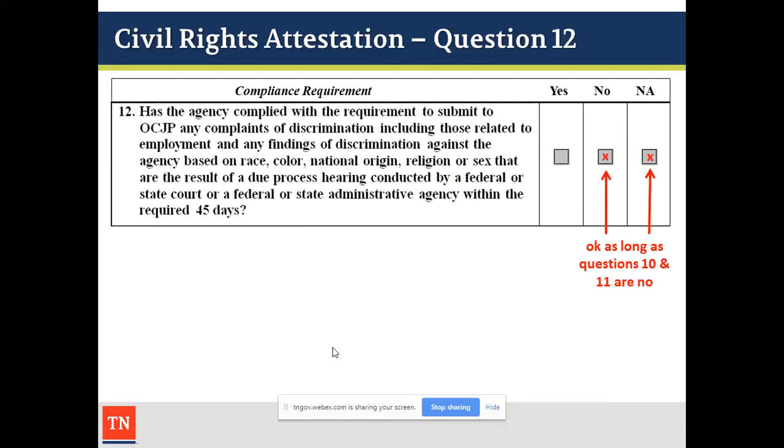The last question of this section asks, have you complied with the requirement to submit the complaints of discrimination or findings of discrimination to us within the required 45 days? So if you answer no or NA, that's okay as long as both questions 10 and 11 are no.